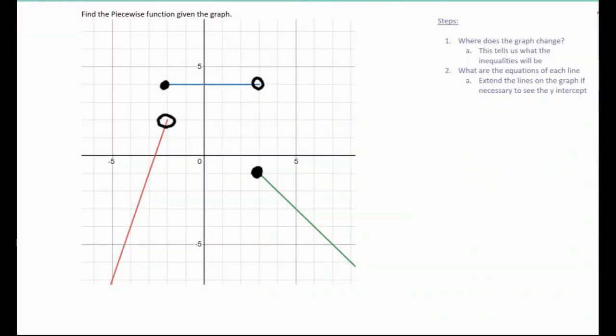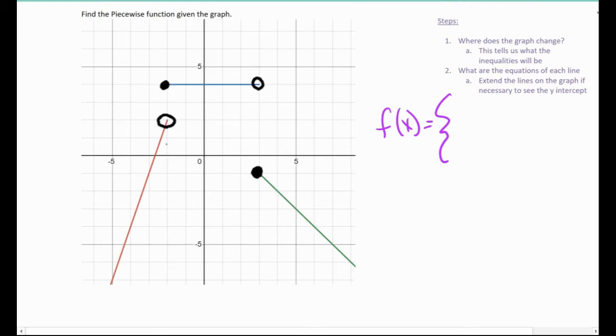The piecewise function given the graph here. So we're going to be writing this piecewise function, which always starts out that f of x equals, and then we're going to have a bunch of different pieces. I see that there are three pieces, so I'm going to have three different equations, or expressions, inside. So first thing I want to look at is where does the graph change?